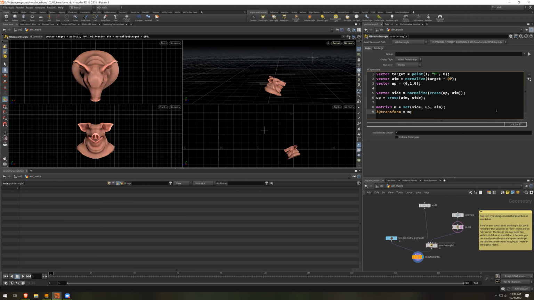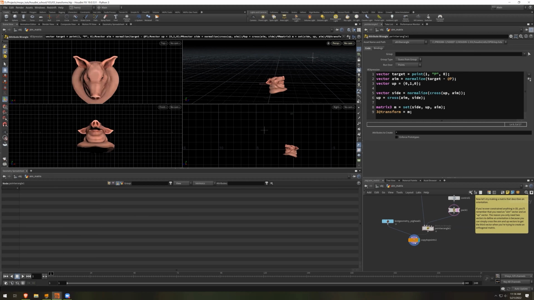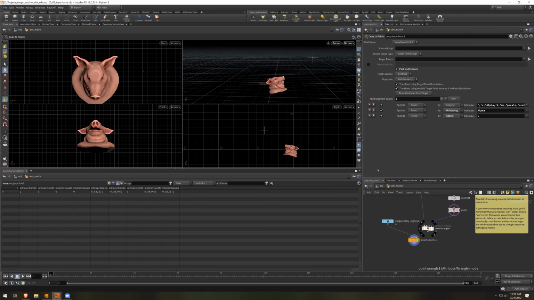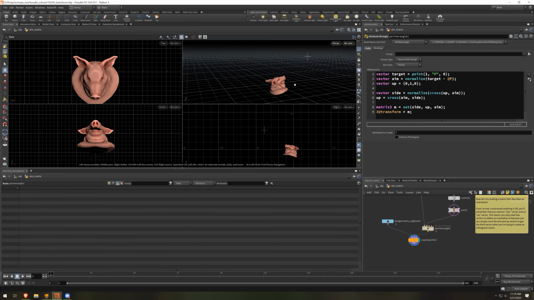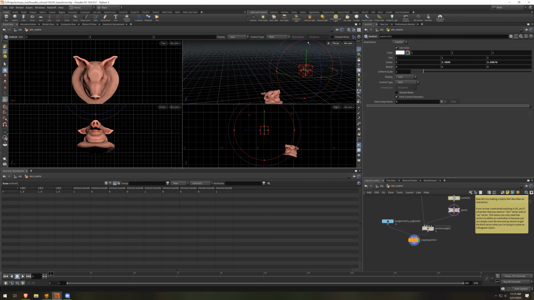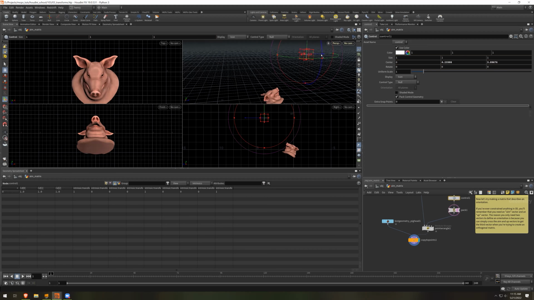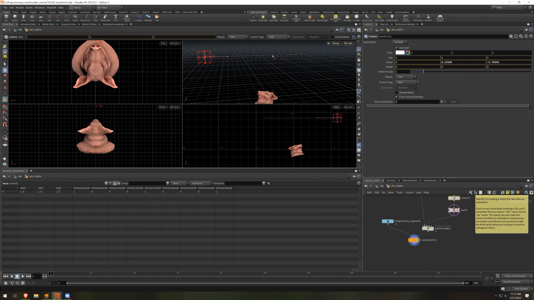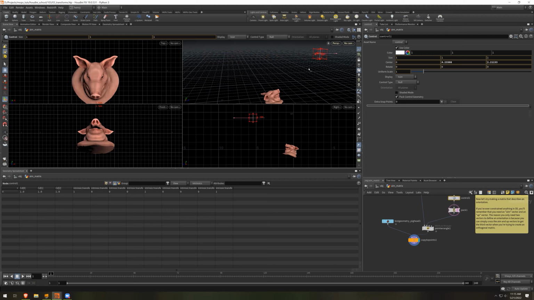And now if I go down to copy to points and I commit that VEX, you can see that this pig is looking directly at that point. And if I just move this guy around, you should see the same. You can see that he is doing his best to stay glued to that thing. So this is essentially how an aim constraint works.